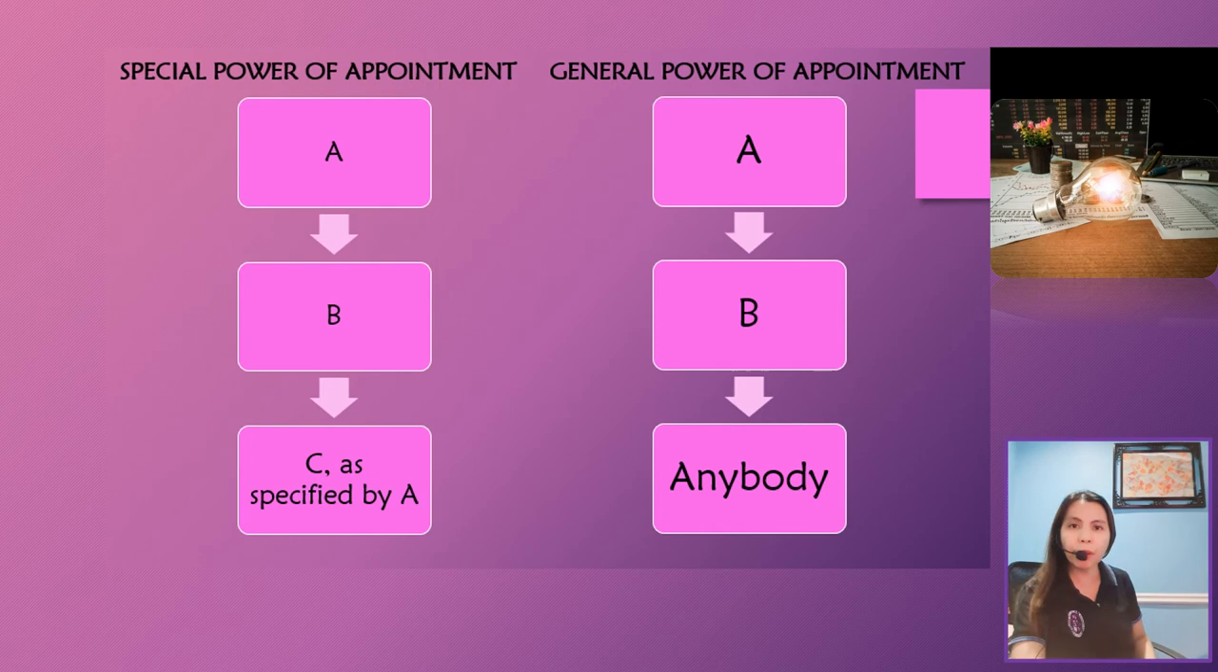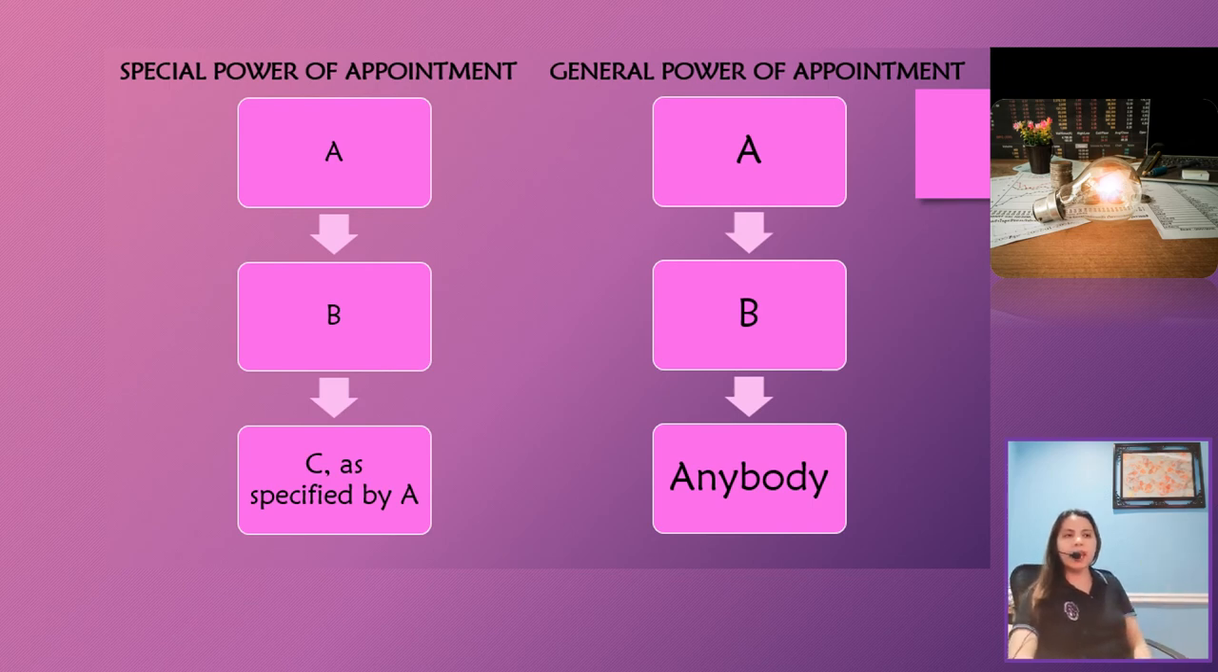But if the power of appointment is general to anybody, A donated to B a real property. Ganun lang. In the deed of donation, wala naman naka-specify who will be the next beneficiary. B can transfer it to anybody he would like to be the next beneficiary. To anybody. And that makes the power of appointment general.